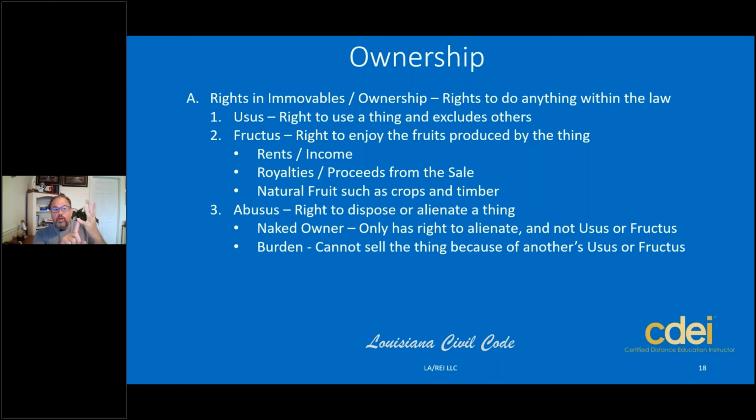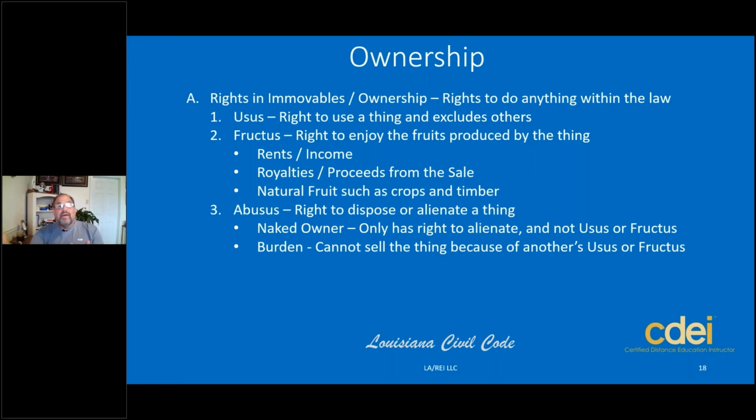So you want to know usus, the right to use it and exclude others. Fructus, the right to enjoy the fruits of it. Abusus is the right to dispose or alienate. If you own property and you live in it, or you may own property and not live in it, but you exercise all three ownership rights, you have full ownership of it.